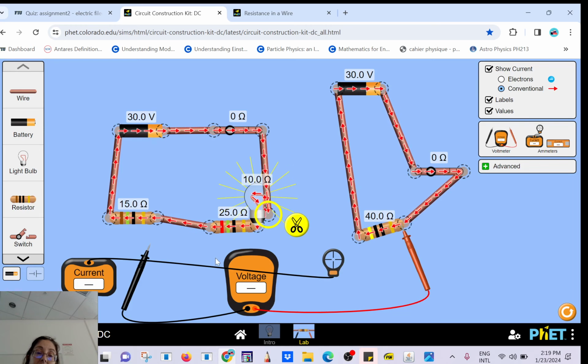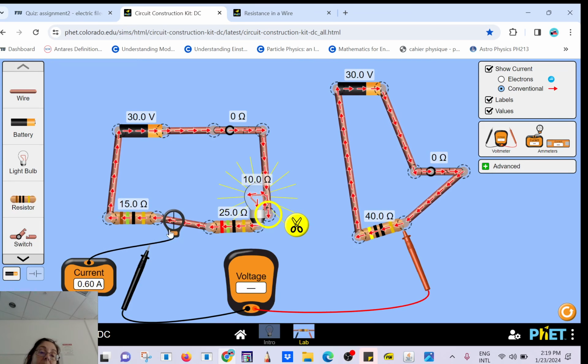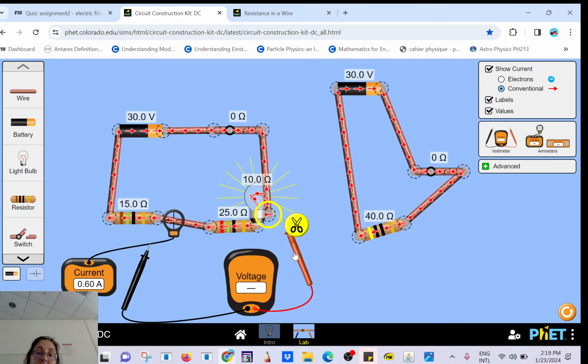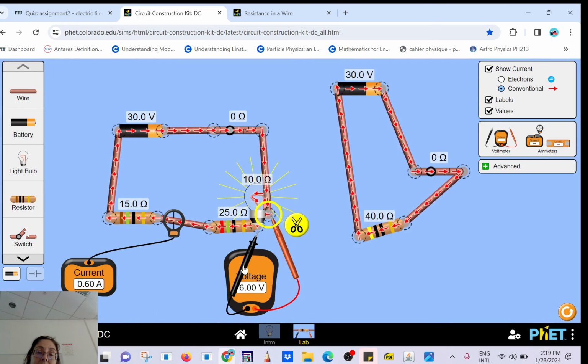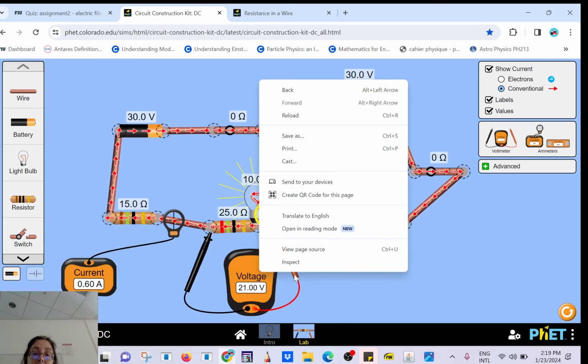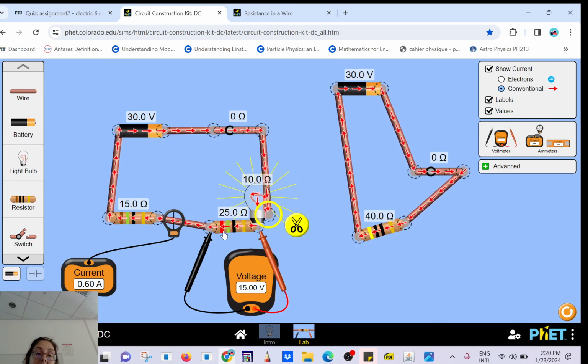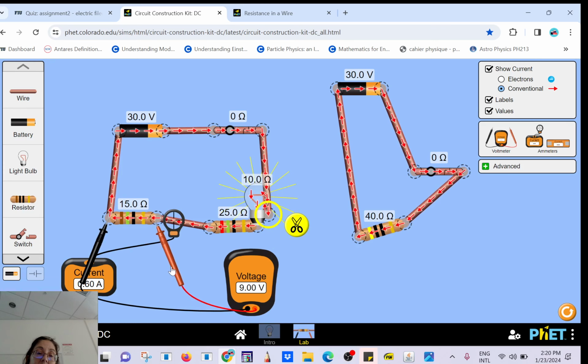And you see that the current here has decreased even more, 0.6. And the voltage: no one is happy now. No one gets the 30 volt. This one gets 6 volt. This one gets much more, because it has more resistance, so that's 15 volt. So 6 and 15, and here you have 9. 6 and 15 and 9, you're going to get to 30 volt.